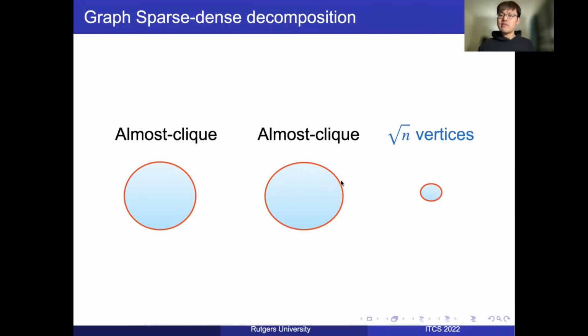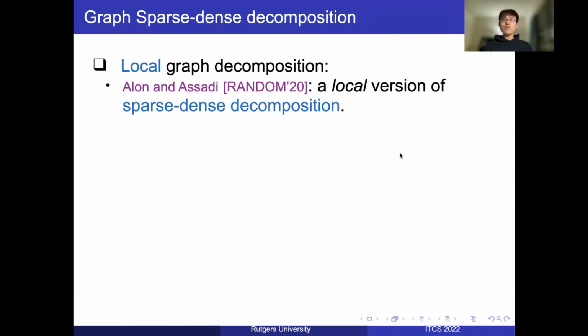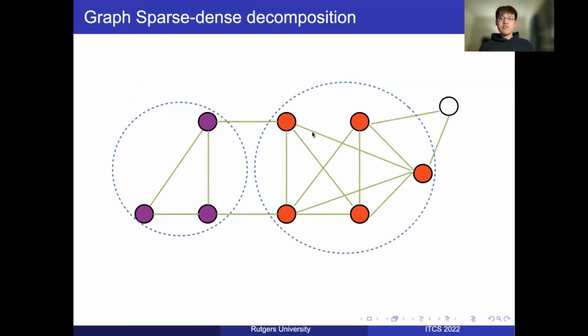And now if we do the same thing, we put almost cliques in a cluster and each sparse vertex as a singleton. Suppose this small clique is of size root n, we will induce a cost of n, okay? But optimal cost is 0. So this is bad. So one candidate to remedy the issue is the local sparse-dense decomposition by Alon and Assadi. A local sparse-dense decomposition means that the almost cliques are now dependent on a local maximum degree. For example, there's a 3-clique here, an almost 5-clique here, and both of them will be identified as almost cliques based on their local maximum degree.